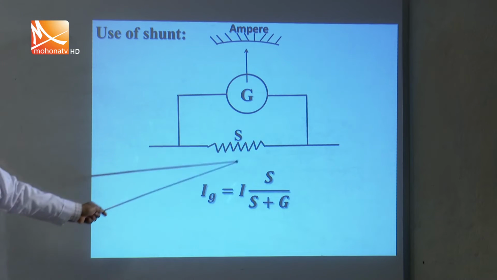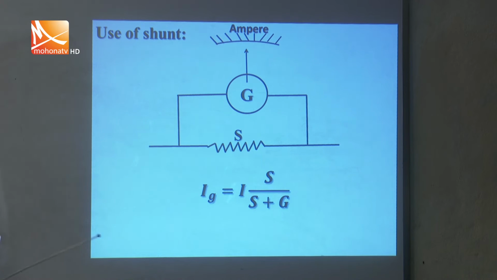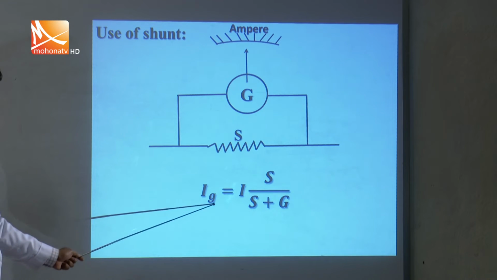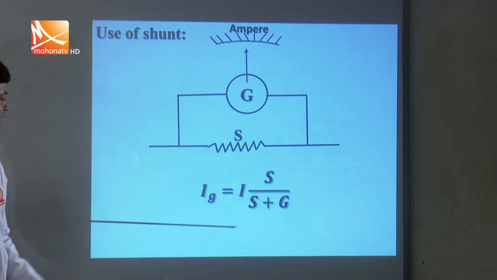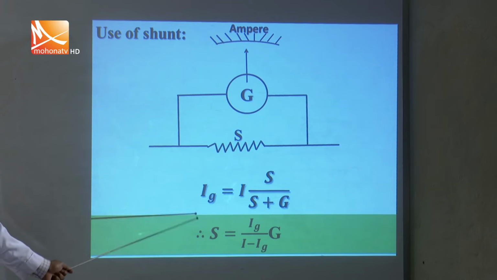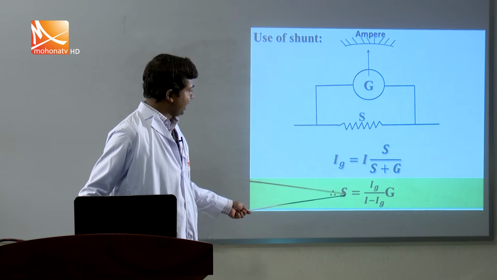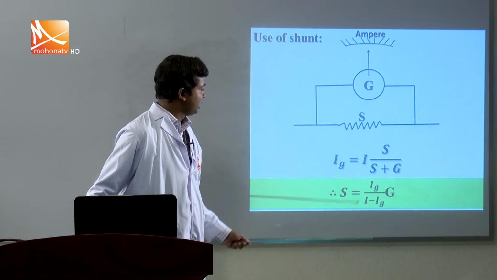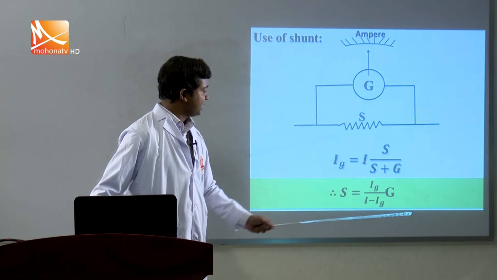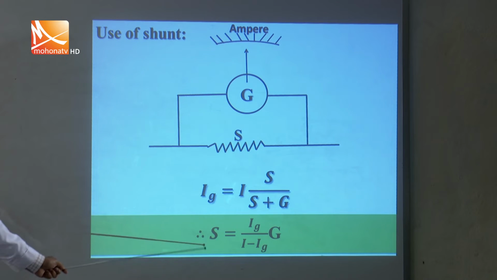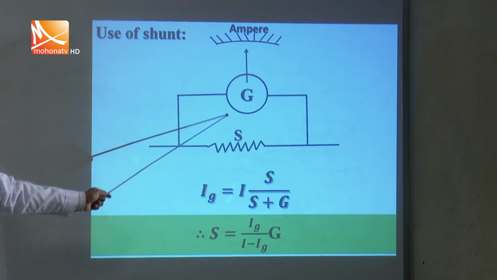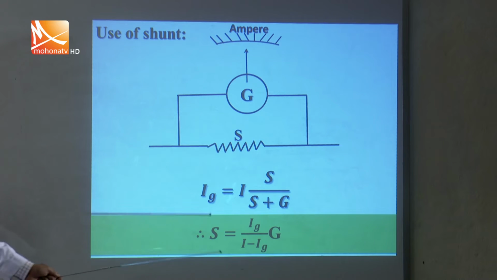Then what will be the value of the shunt? In order to calculate this, we have to see our previous slide, that is Ig equals Is, S plus G. Then you can write simply, by cross multiplication and changing sides, S equals Ig G divided by I minus Ig. So this is the required value of the shunt in order to convert a galvanometer into an ammeter, and this is the calculation of the shunt.